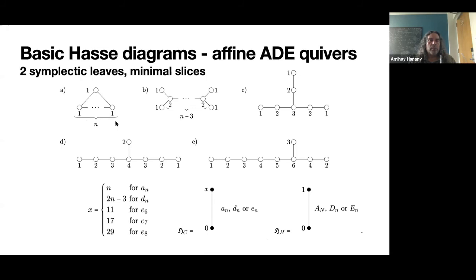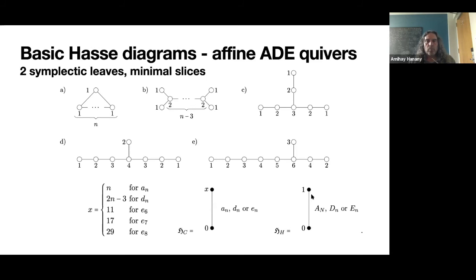These are the A-type affine Dynkin diagrams. A result by Kronheimer shows that the Higgs branch of such a quiver is the Klein singularity of type A, or Du Val singularity, as people sometimes call it. The corresponding Hasse diagram is over here. It's one dimensional, and there are two points, the origin and anything else.